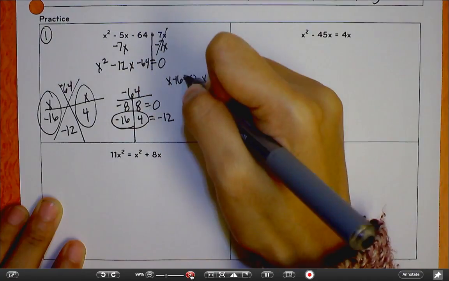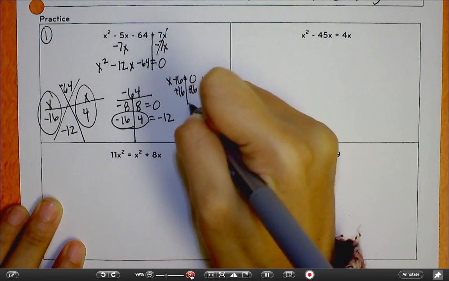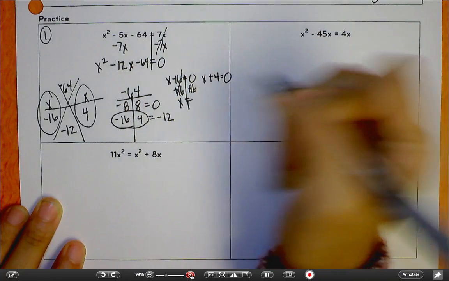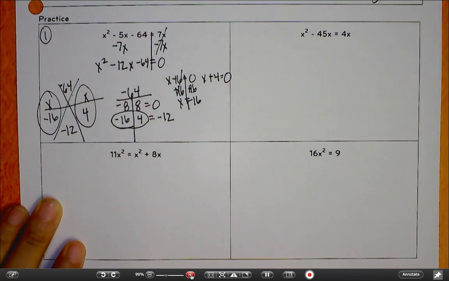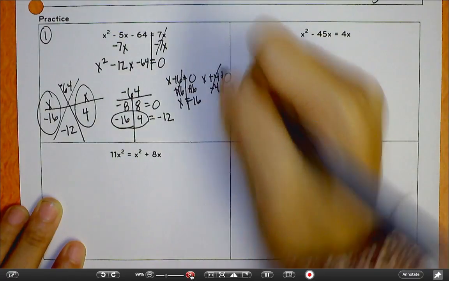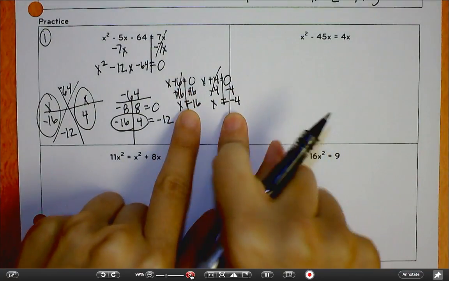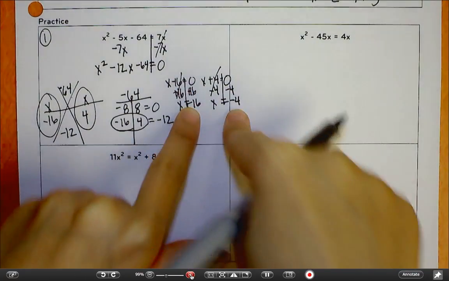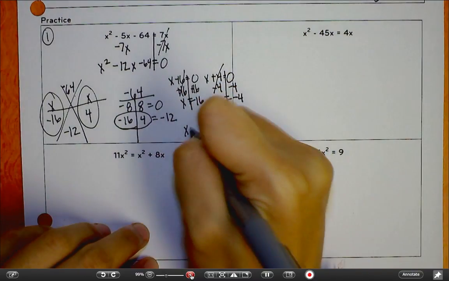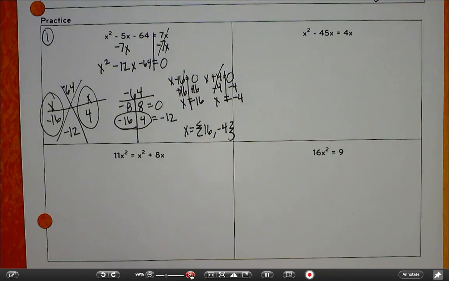I'm going to solve for x, set up my line, use inverse operations to add 16 to both sides. 0 plus 16 is going to give me 16. Over here, drag down my line. I'm going to subtract 4 from both sides. I'm going to cancel this out. X equals negative 4. So you find x. Put it into your fancy brackets. X equals 16, negative 4, and complete your fancy brackets. That's the first example.